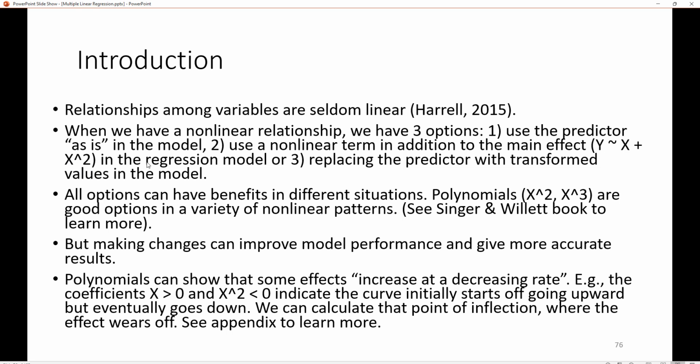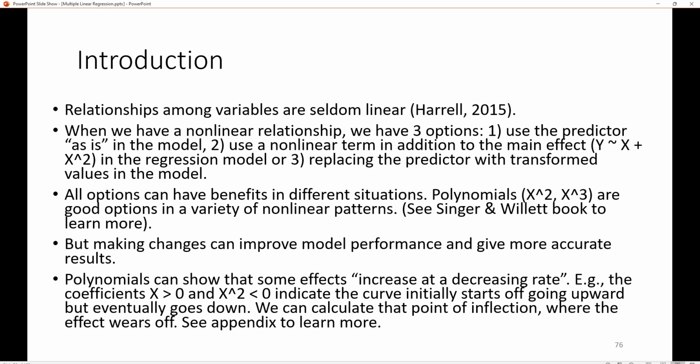We can use that in the regression model, or number three, we can replace the predictor with transformed values in the model. So we can try to transform the age, for example, to account for that nonlinearity and create a new value for it. All options can have benefits in different situations. Polynomials, that's the squared term or the cubed term, are good options in a variety of nonlinear patterns, and you can read more about this from Singer and Willett. But making changes can improve model performance and give more accurate results.